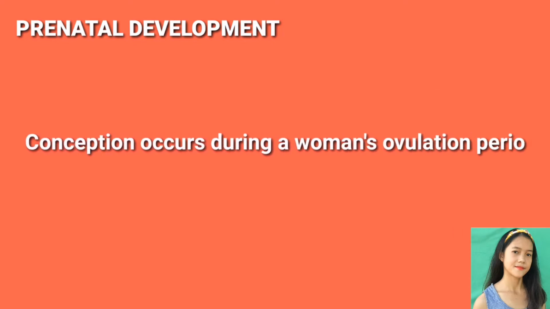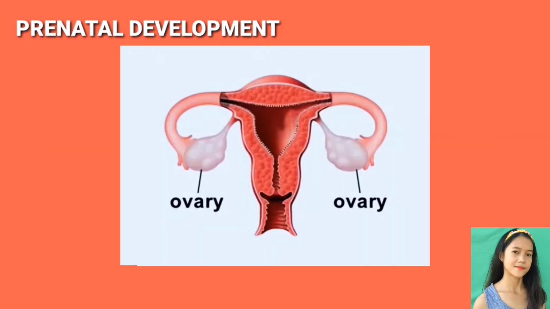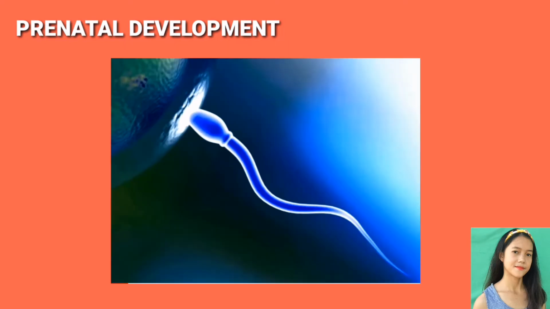Conception usually occurs during a woman's ovulation period or within a few days of it. During this time, the ovum that is fertilized by sperm will develop into a new human.